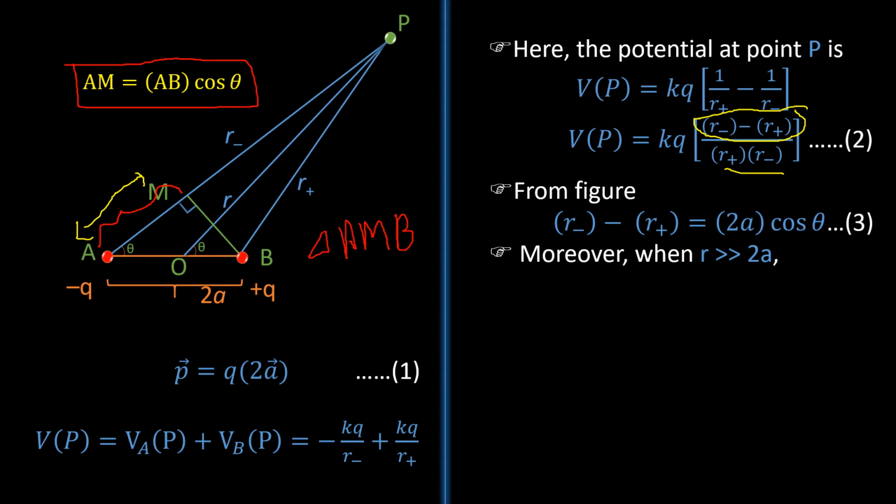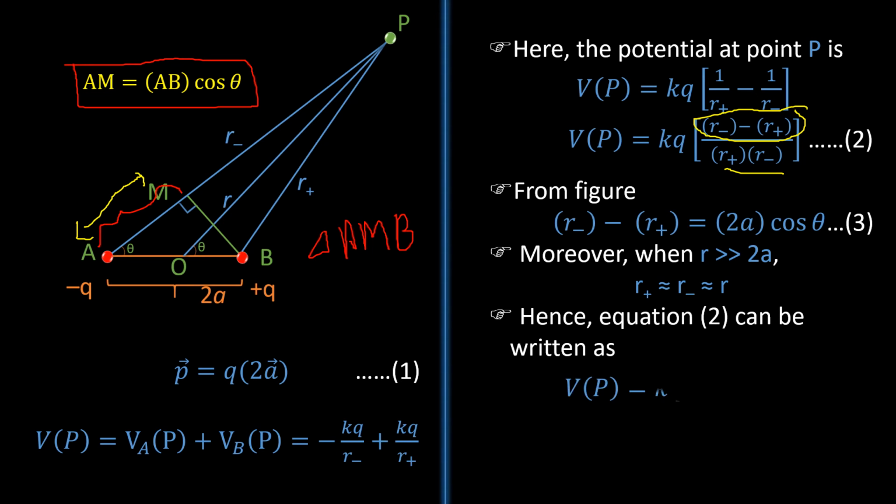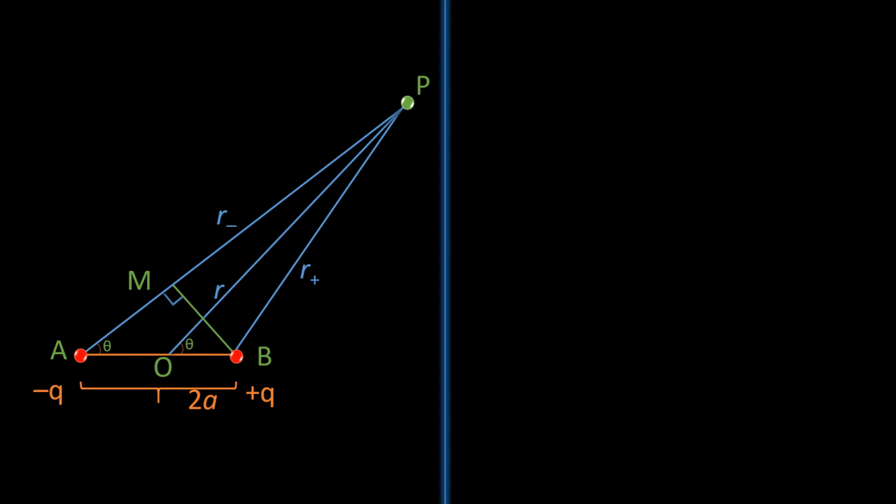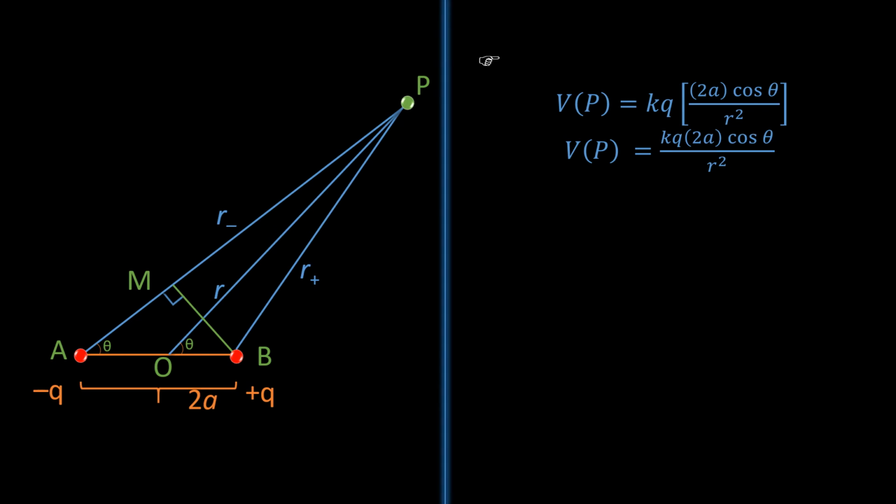So with that assumption, as I said, the denominator becomes r square, and then we can write our second equation as kq with 2a into cos theta in the numerator and r square in the denominator. But now we know that q into 2a is the dipole moment. Look at our equation 1. Replace q into 2a with p, and then our equation is kp cos theta by r square.